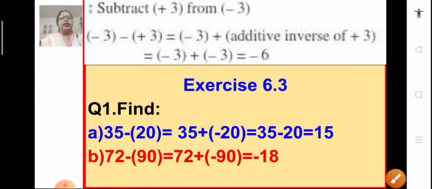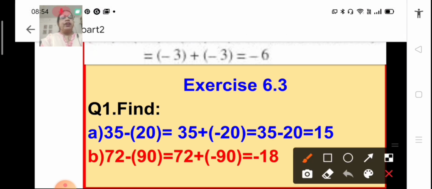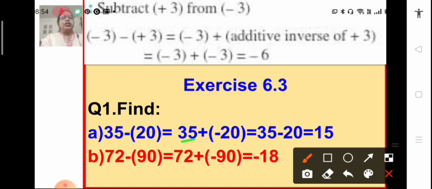Question 1, find 35 minus 20. So we have here 35 and we have to subtract a positive integer. So instead of that, what we do, we add the additive inverse of positive 20. So it is 35 plus negative 20. So it becomes 35 minus 20, because positive and negative sign become negative. So 35 minus 20 is 15.